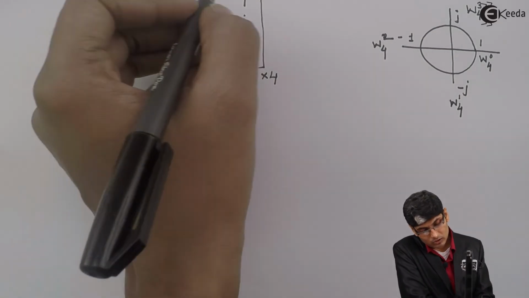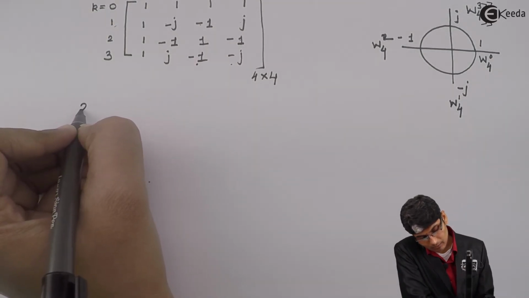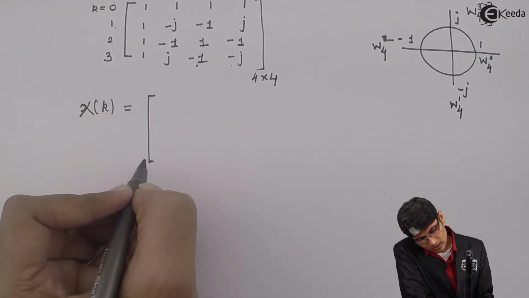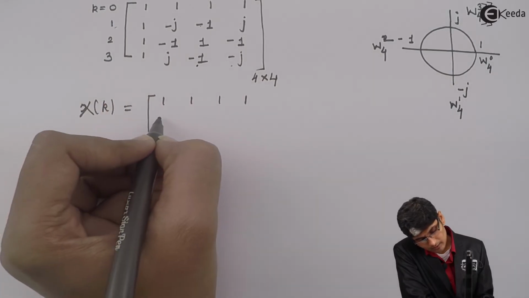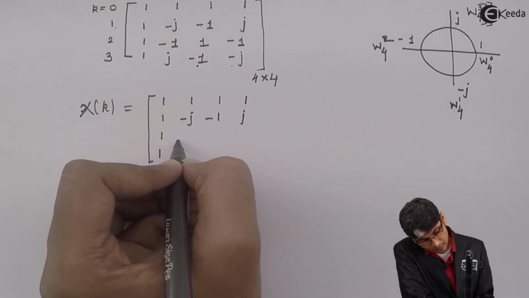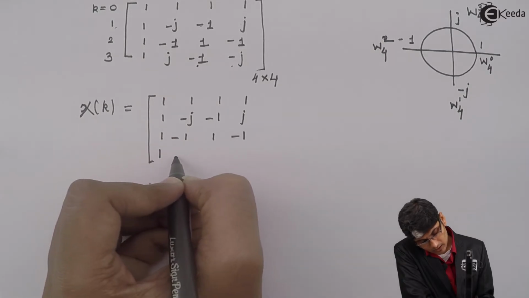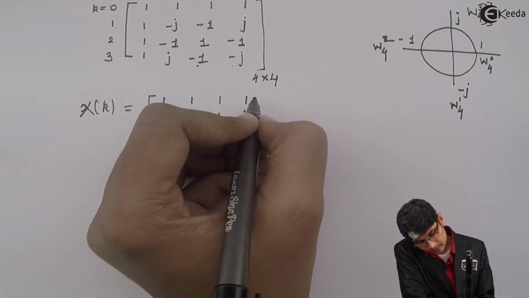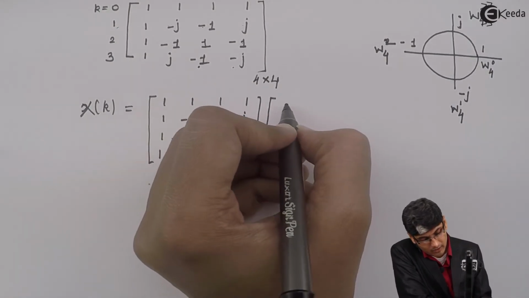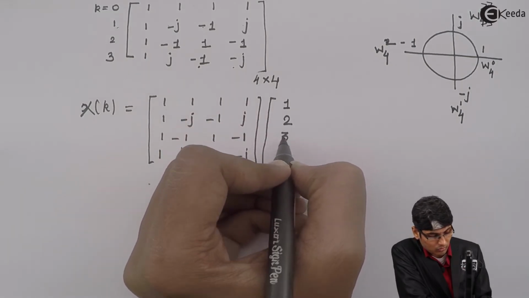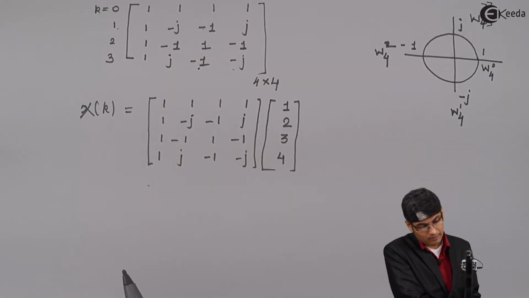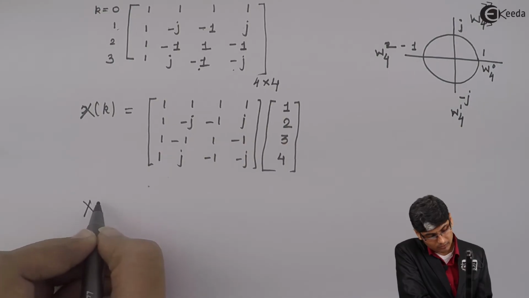Okay. Now, using this matrix, my x of k will be really simpler. So, my x of k will be equal to this matrix, which is 1, 1, 1, 1, 1, 1, 1 over here, minus j, minus 1, j, minus 1, 1, minus 1, j, minus 1, minus j. And then I get my x of n. For x of n, my value is 1, 2, 3, 4. So, let us see it in the section, how to get x of k fast.